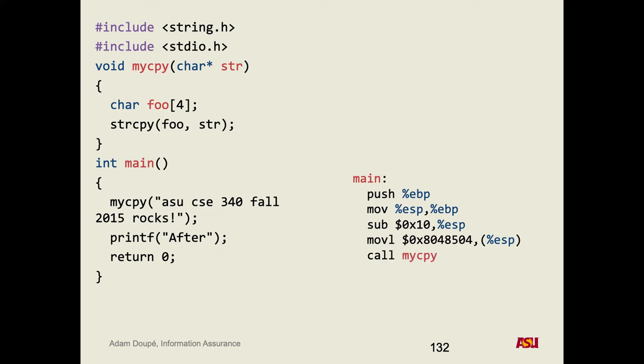Perfect. I guess it would help if we looked at the next line, which was call myCopy, so we can see that that's where that address is, right? So we're passing in essentially a character pointer. We can look at the function signature of myCopy. myCopy takes in a character pointer. Why is it this value, 0x8048504?